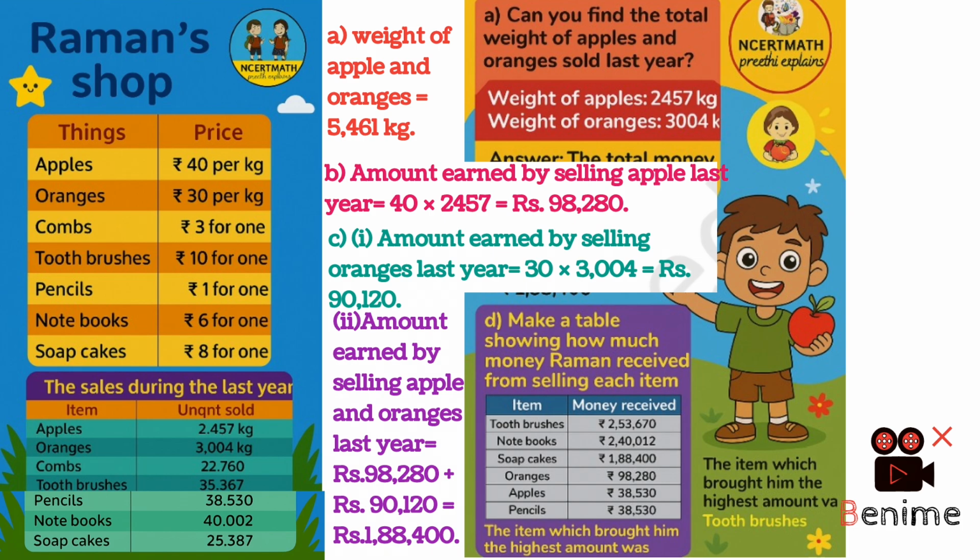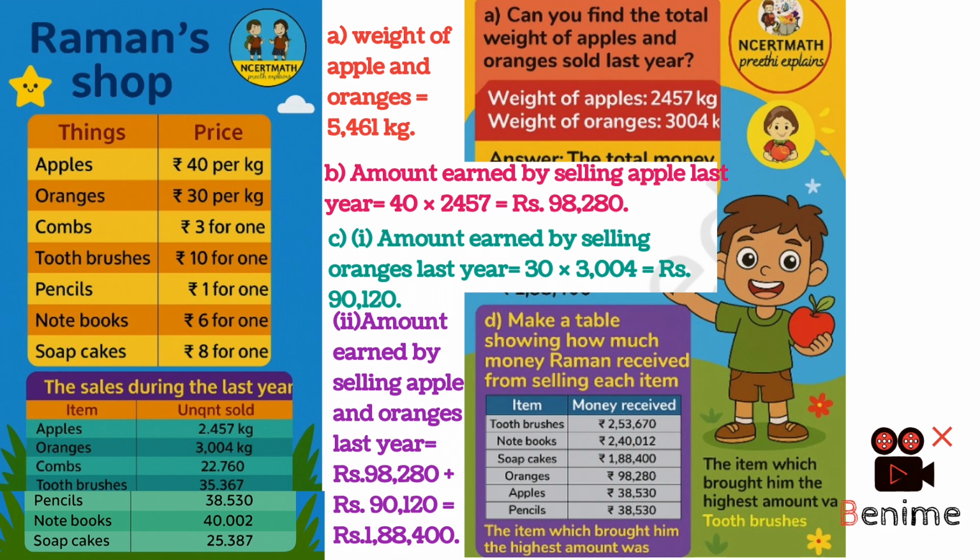And the third question is we have to find the total money Raman got by selling oranges. So for this we have to perform the multiplication operation of the total weight of the oranges sold last year, 3004 kgs, into the price of the orange per kg, which is 30. We have to perform the multiplication operation. The result will be 90,120 rupees got on selling oranges last year.